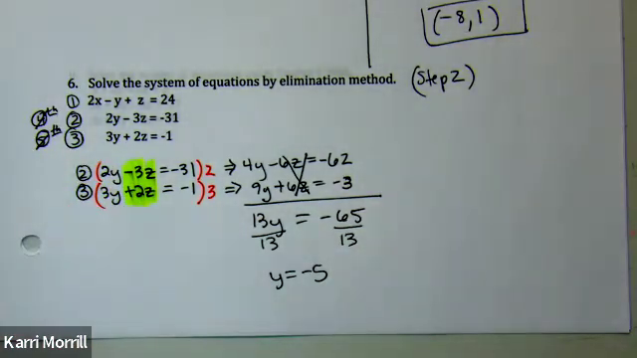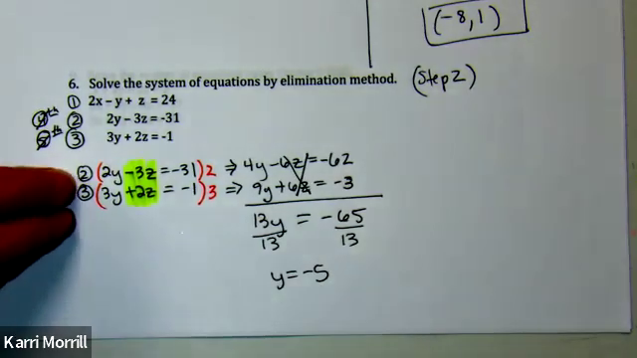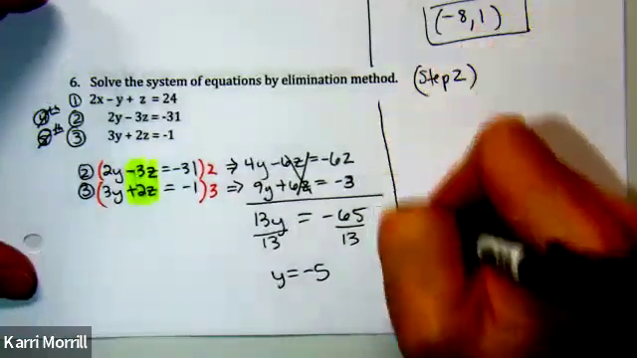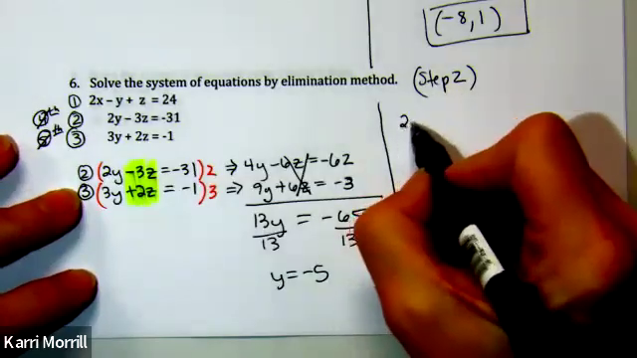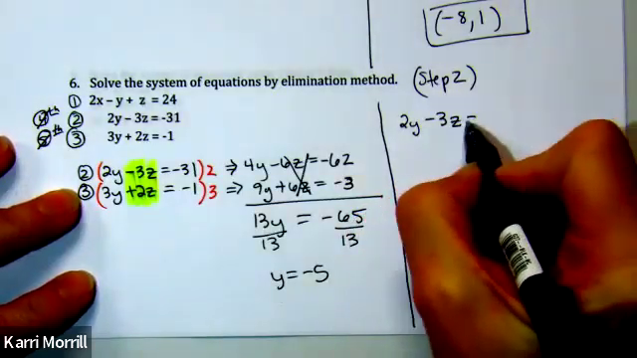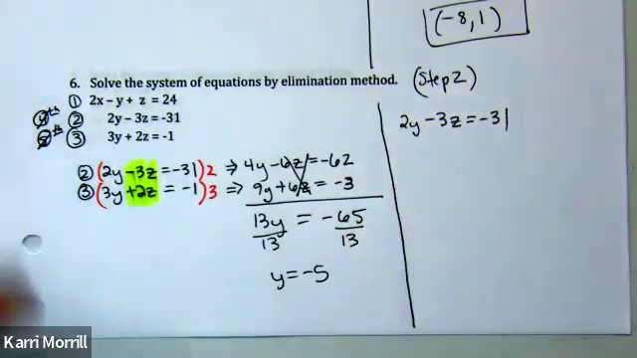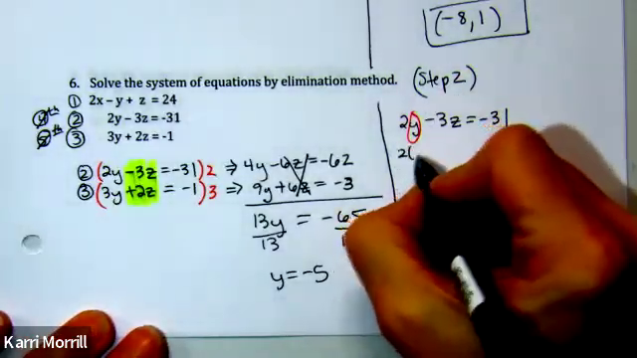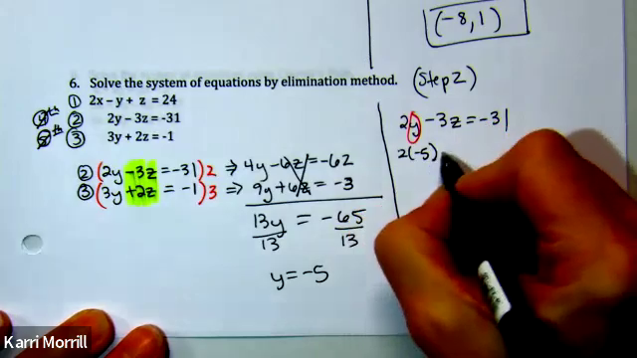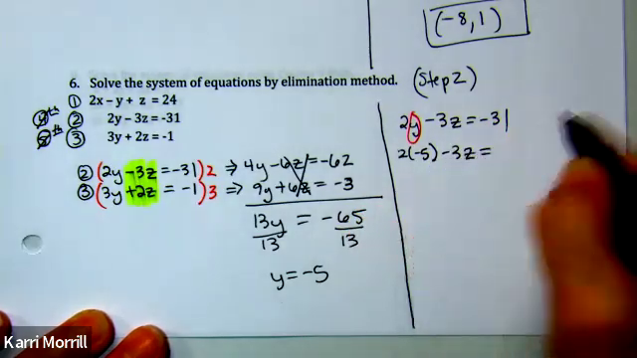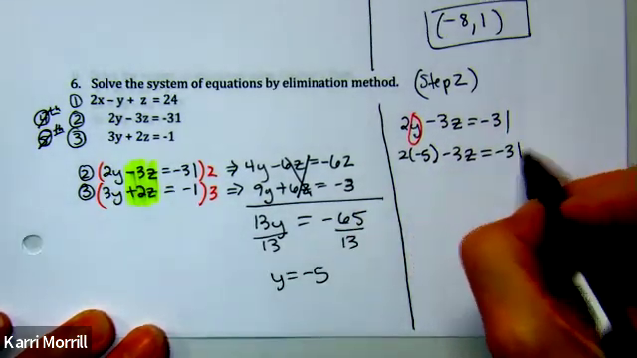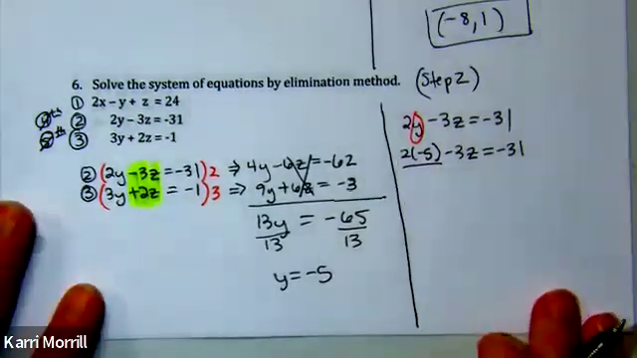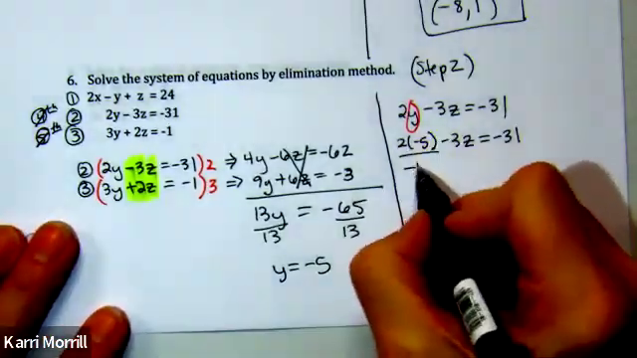So once we know one of the values, we can stick with equation 2 and 3 to go find the other value. So I'm just going to say 2y minus 3z equals negative 31. You could have used the bottom one if you wanted. And go solve. So 2 times negative 5 minus 3z equals negative 31. So we would have to multiply before we move anything over. So we have negative 10.